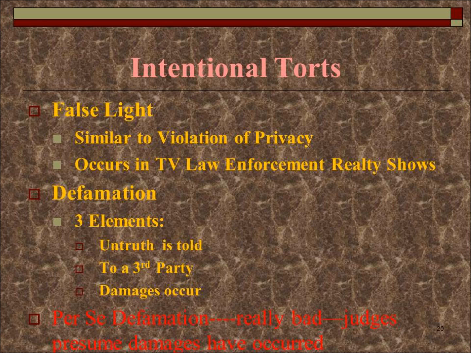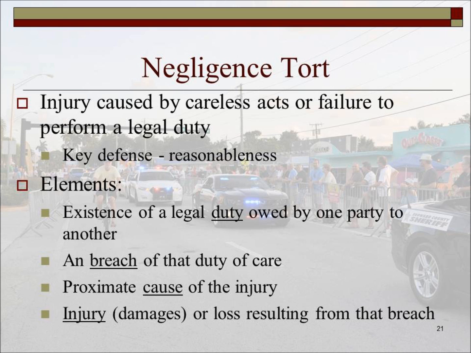So intentional torts are very serious because they carry punitive damages over the top of compensatory damages. The other type of tort is negligence. Negligence is accidental. All law enforcement agencies are made up of people, and people make mistakes. And so we are responsible for our mistakes, but only up to compensatory damage levels, not punitive damage levels. And in negligence, there is no intent, it's accidental. The injury is caused by a careless act or failure to perform a legal duty.